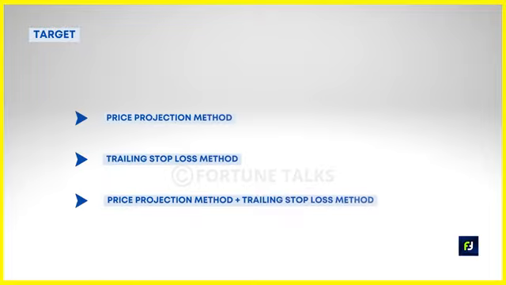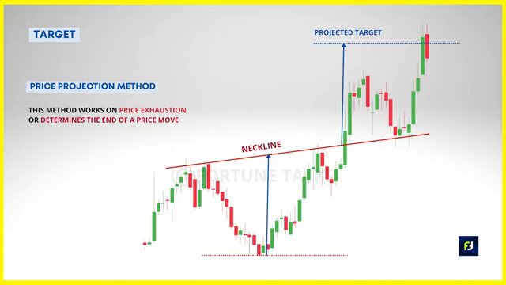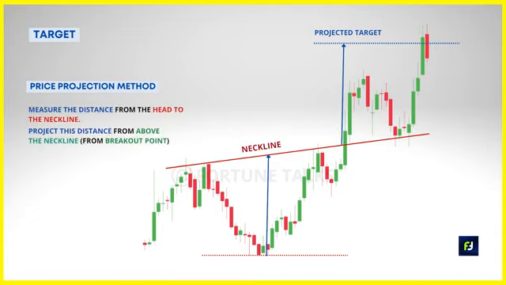And as previously mentioned, there are three popular techniques that you can make use of: the price projection method, the trailing stop loss method, and a combination of both these methods. The price projection helps determine where the price move might possibly exhaust. Now here's how it works. Just calculate the distance between the head and the neckline. Then project this distance upwards from the breakout point or neckline. This projected price point is where you should exit your trade.